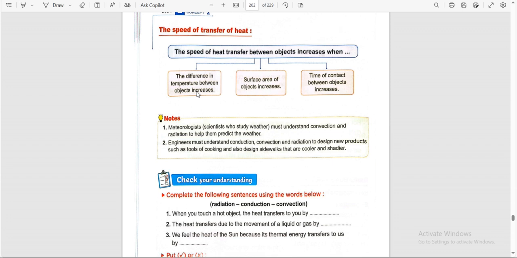Something else, the time of contact between objects. Remember the first example. We have a beaker that's 90 degrees and a beaker that's 3 degrees or 10 degrees. And you make them in contact for just 1 second. Does much happen? No, because it doesn't have time to transfer. The heat doesn't have the time. But if you let them touch for a minute, this means that heat transfers easily because it has more time of contact.